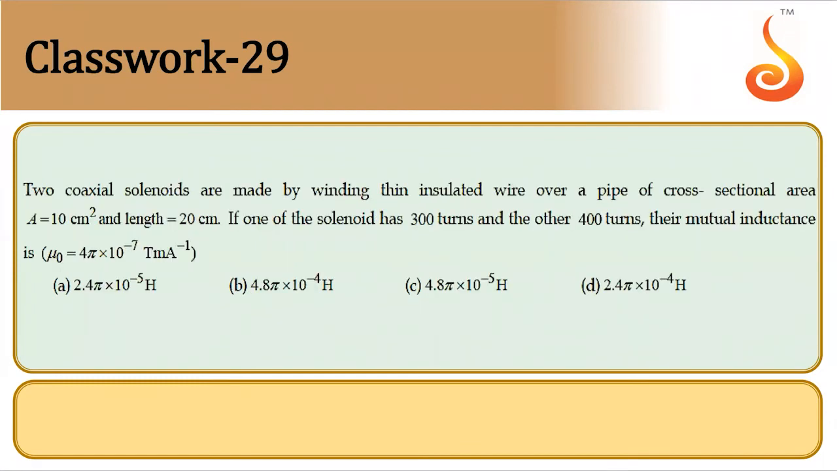Next one, two coaxial solenoids are made by winding thin insulated wire over a pipe of cross-sectional area A equals 10 centimeter square and length 20 centimeter. If one of the solenoid has 300 turns and other 400 turns, mu naught equals 4 pi into 10 power minus 7 Tesla meter per ampere. You need to find mutual inductance for the pair of coils.